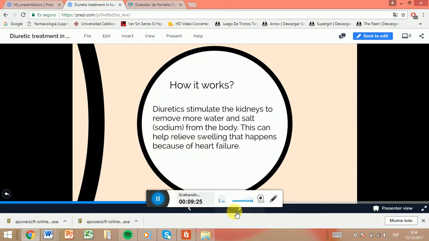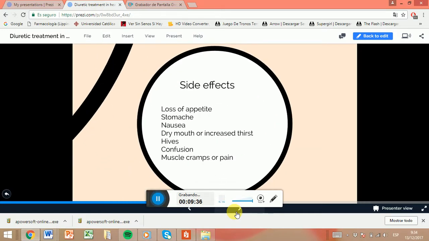How it works. Diuretics stimulate the kidneys to remove more water and sodium from the body. This can help relieve swelling that happens because of heart failure. Side effects: loss of appetite, stomach upset, nausea, dry mouth or increased thirst, hives, confusion, and muscle cramps or pain.